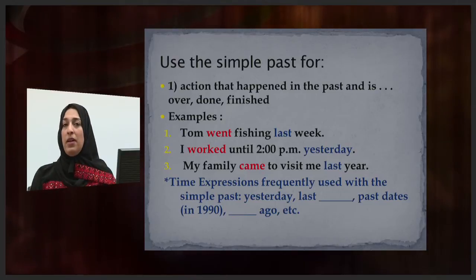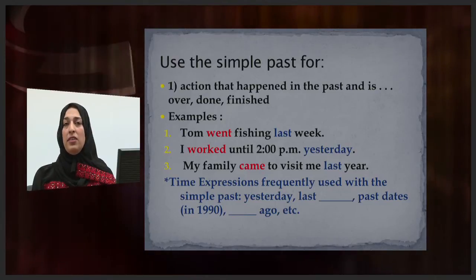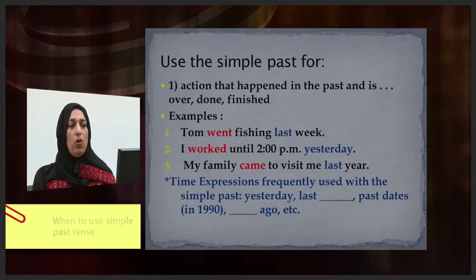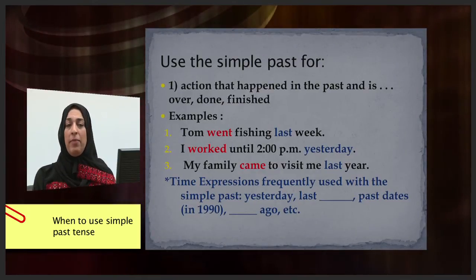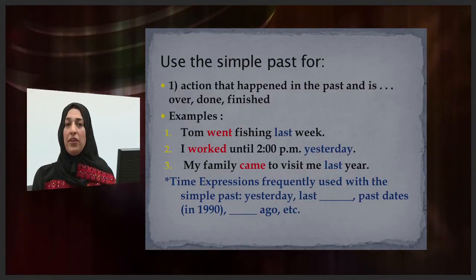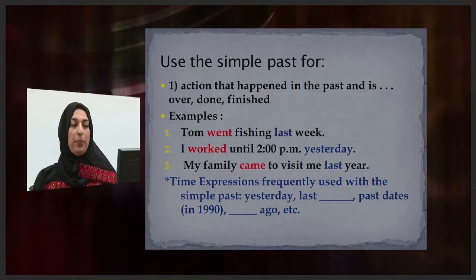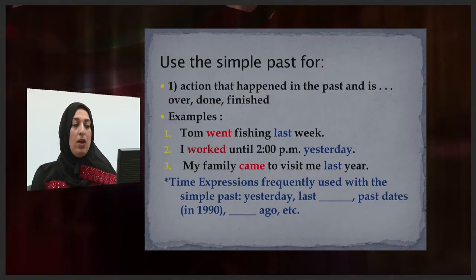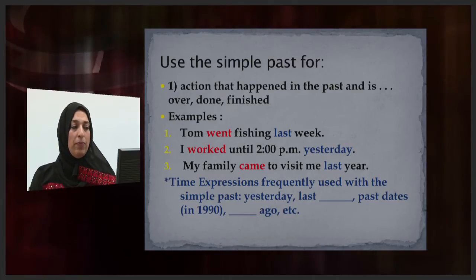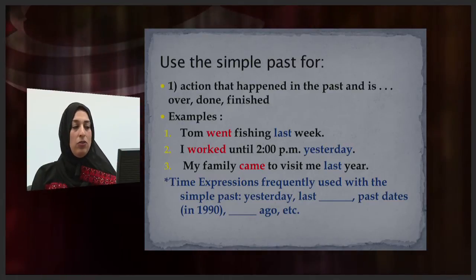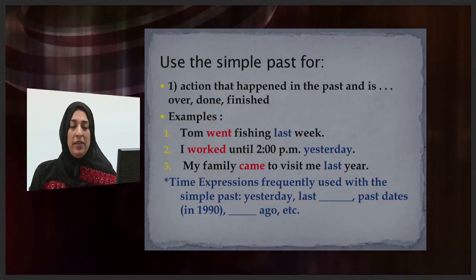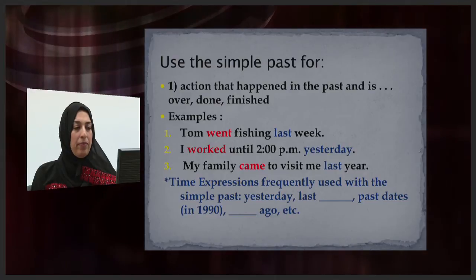For the simple past tense, there are different usages. The first one is when talking about an action that happened in the past and is over, done, or finished. Examples: Tom went fishing last week. Number 2, I worked until 2 p.m. yesterday. My family came to visit me last year.